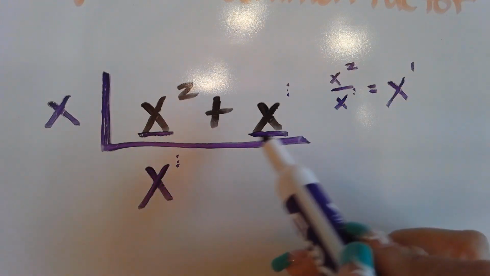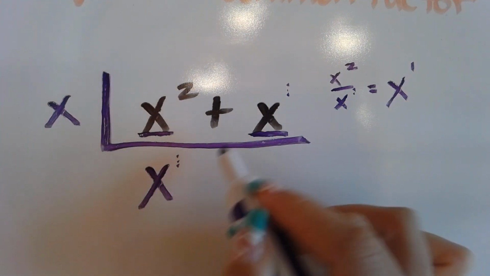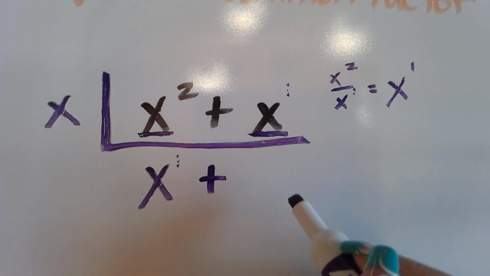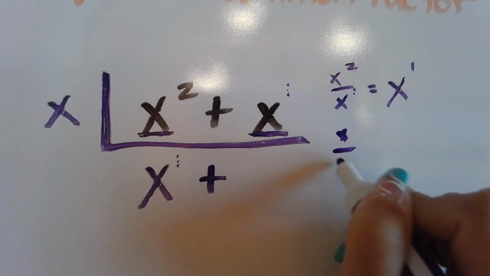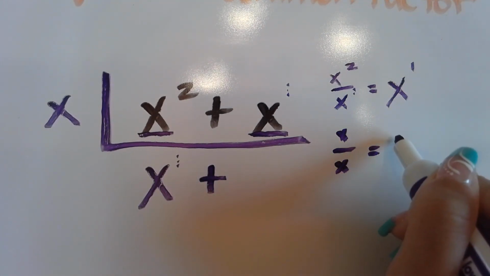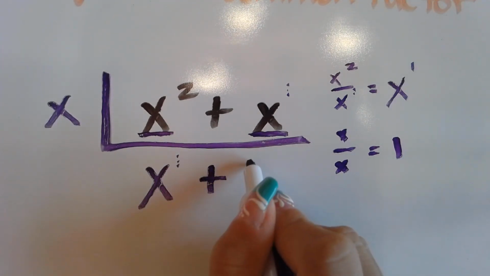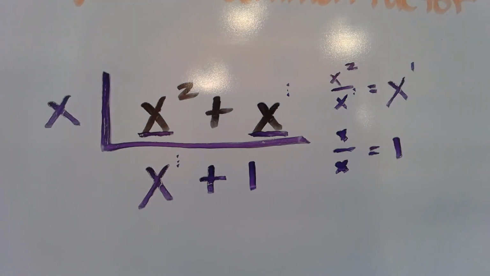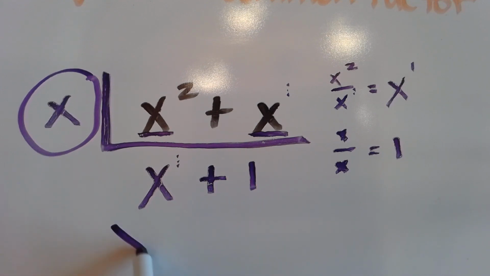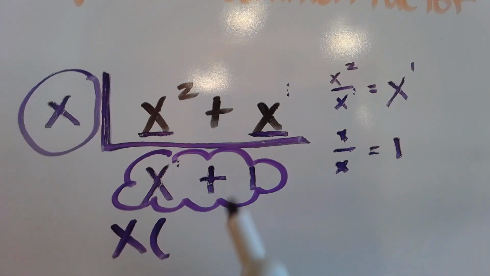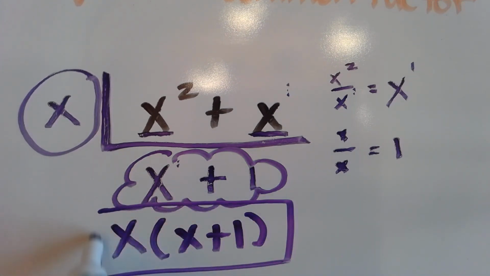Now we know we have a plus, so we're going to say plus x divided by x. And x divided by x is 1. Anything divided by itself equals 1. So we're going to put that 1 in here. To write this as your final answer, we take this number out here and we write x times, and we take this piece right here and we write x plus 1. And that is your answer.